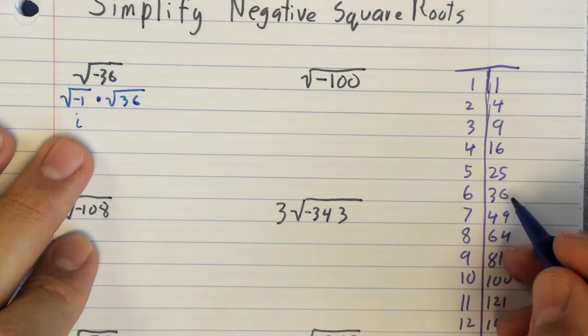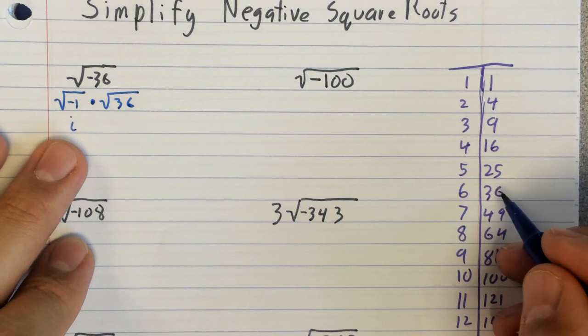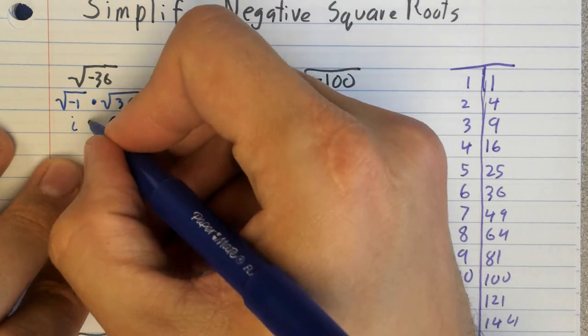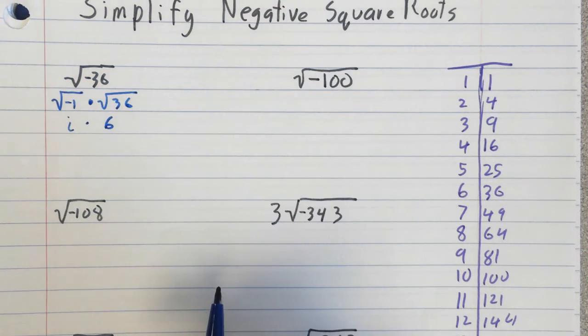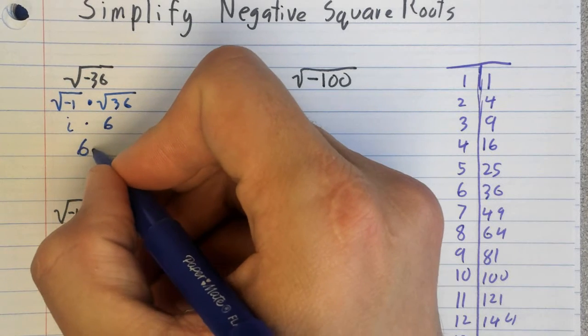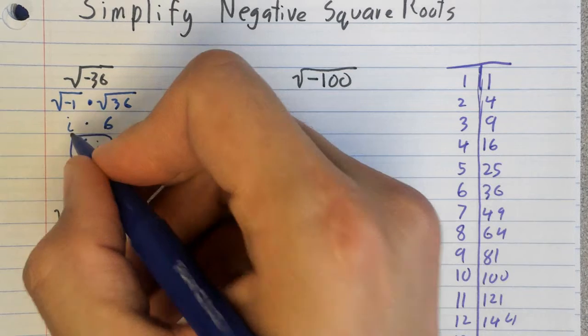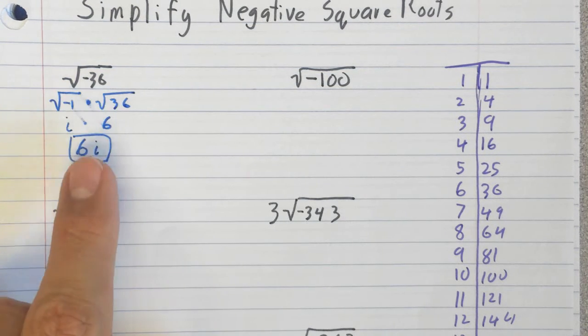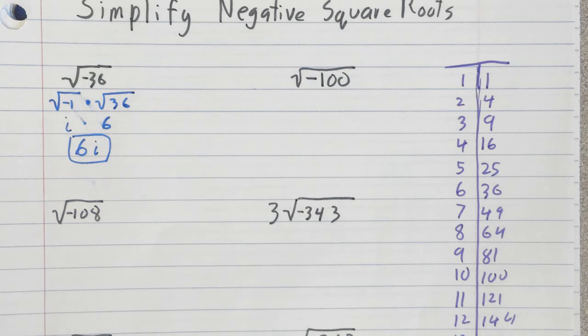Square root of 36, I'm going to find it on my table. 36, it's a perfect square. That is going to be 6. So it's i times 6. We typically write it like a variable, like i is a variable, so we would say that this is 6i. The square root of negative 36 is 6i.